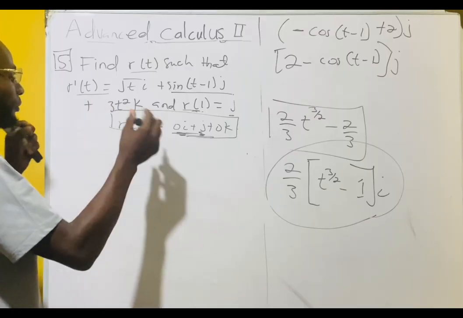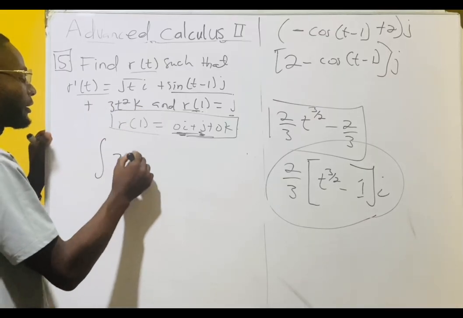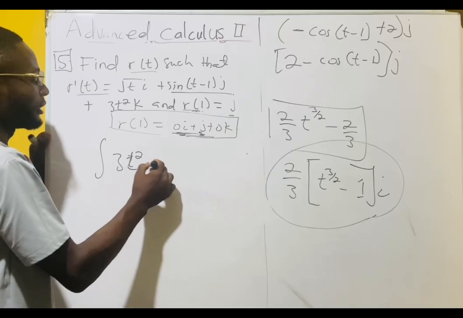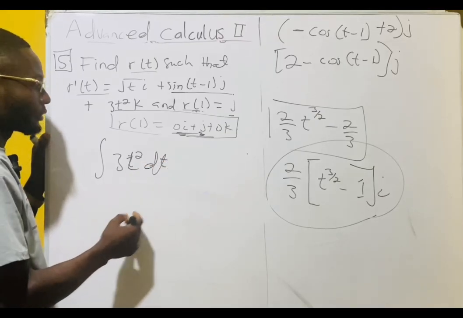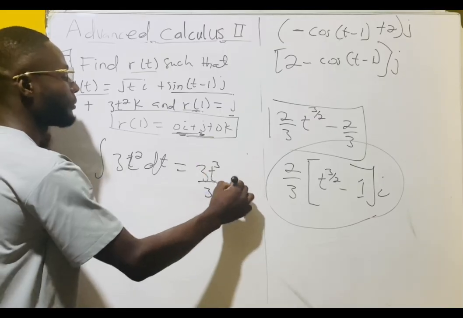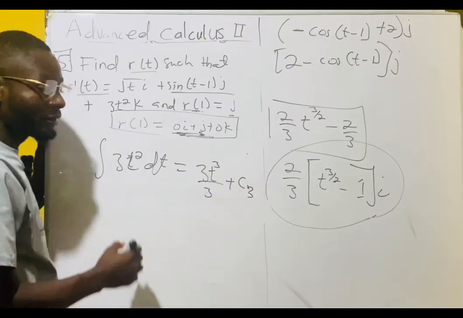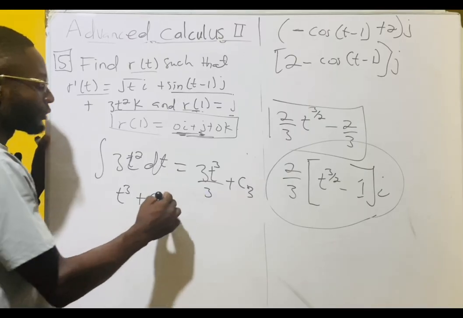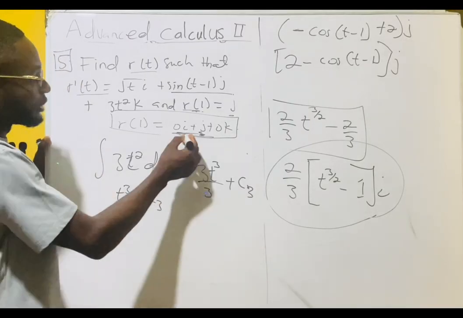I'm going to do the same work. So the last component, 3t squared, when we integrate this with respect to t, we're going to have 3t cubed over 3 plus a constant c3, right? So we have t cubed plus c3. Okay, so this, we are going to use the initial.